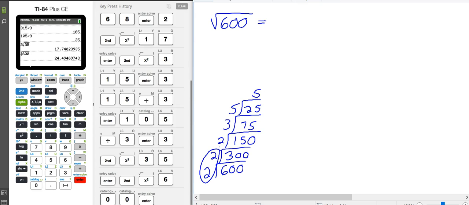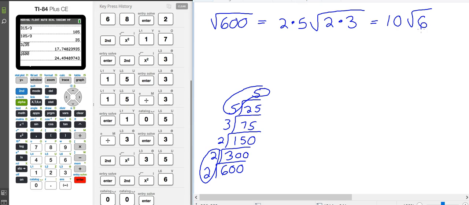We have two 2s, the other 2 doesn't have a match, so we leave it outside, and we have two 5s. So the prime factorization of 600 is 2 times 5, and then inside we have 2 times 3. Of the doubles, we only choose one of them, and we take those outside. And of the things that don't have doubles, we leave them alone and we keep them inside. We can simplify this more. 2 times 5 is 10. 2 times 3 is 6. So the square root of 600 is 10 square root of 6.